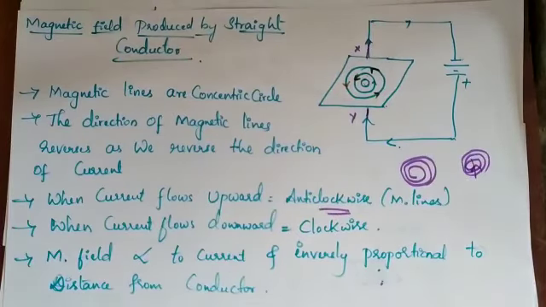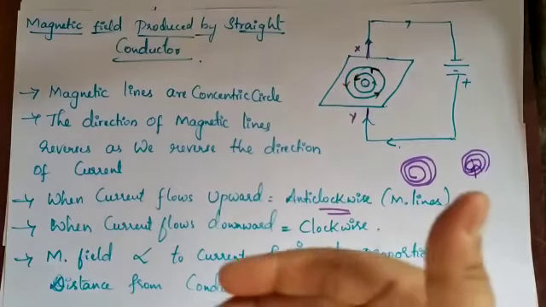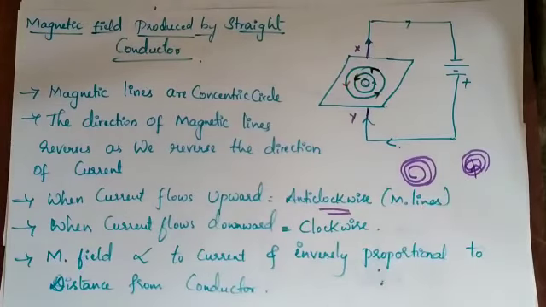You can also do it at home, this thumb rule, so that you will understand what this thumb rule says. So this is about some of the concepts of a straight conductor. Okay, we have not yet gone to a circular loop or circular conductor. We have only gone through the straight conductor.